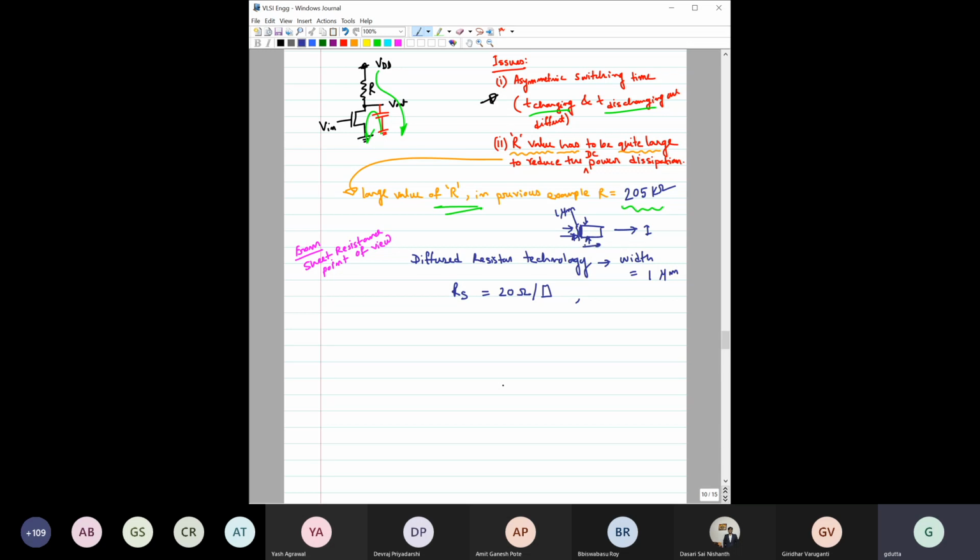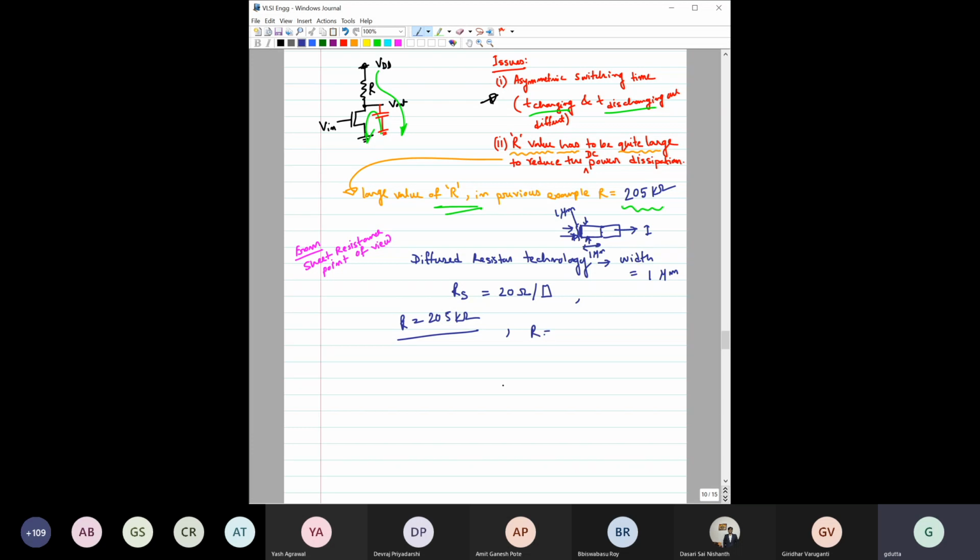Now if you also make 1 micrometer on this side, then from here to here this resistance is 1 RS. If you add one more, then it becomes 2 RS, then if you add one more, it becomes 3 RS, like that. Then we know the total resistance R is equal to 205 kilo ohm that we have to design, and RS is this one.